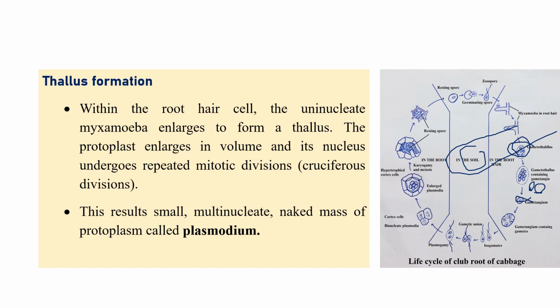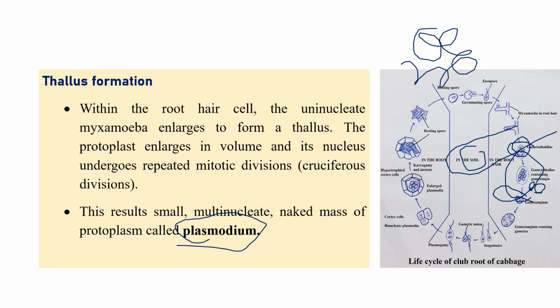So then uninucleate segments undergo cruciform type of divisions, which means repeated divisions. In the general characters we have discussed, cruciform division is one of the specific and important features of Plasmodiophoromycota. After this myxoamoeba, it starts cruciform division, meaning continuous division. The same cell divides into many cells, that is called cruciform type of division. That results in the production of a multinucleate mass of protoplasm, which is known as plasmodium.